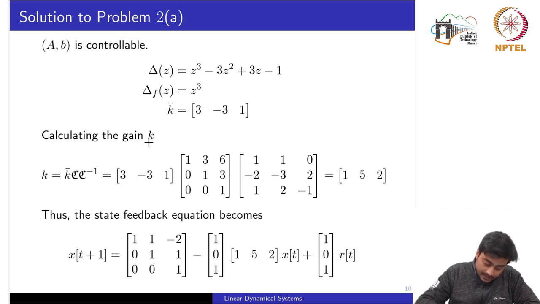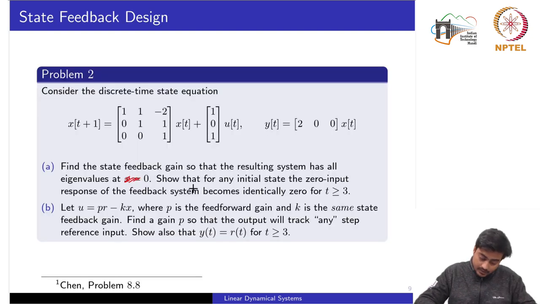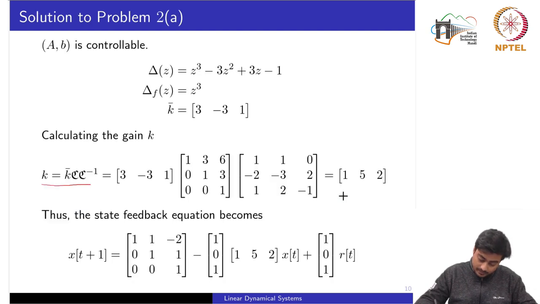Now the gain k can be computed by using this formula, where k bar we have assigned by having the information of the characteristic polynomial of the plant and the feedback loop, and then the controllability matrix multiplied by its inverse. So using this equation, we can compute this k matrix, k vector. Now, the second part, if you recall, we want to show that for any initial state, the zero input response of the feedback system becomes identically 0 for t greater than or equal to 3.